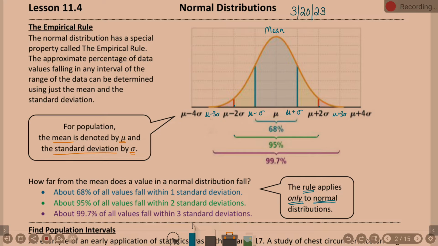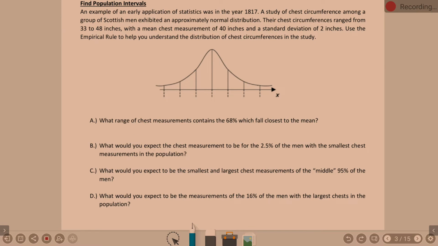Now, let's go and look at the bottom of this and look at an example to help us understand it. An example of an early application of statistics was in the year 1817. A study of chest circumference among a group of Scottish men exhibited an approximately normal distribution. So notice they already told us this, right? Normal. Their chest circumferences ranged from 33 to 48 inches, with a mean chest measurement of 40 inches and a standard deviation of 2 inches. Use the empirical rule to help you understand the distribution of chest circumferences in the study.